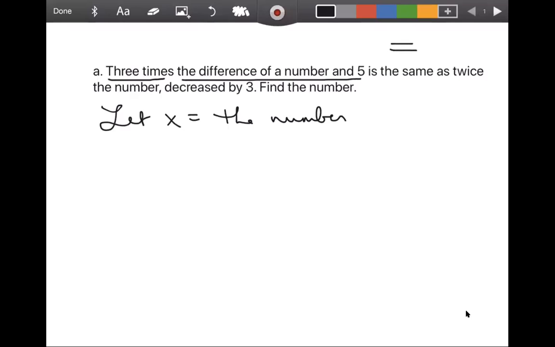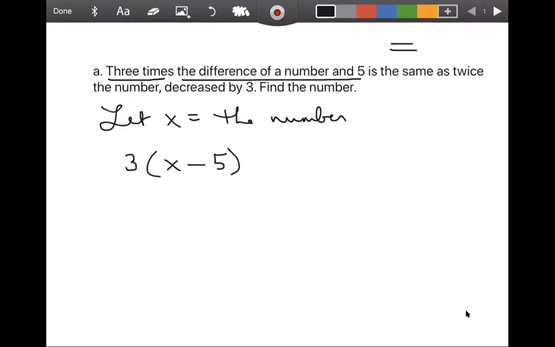All right, so we'll figure out what does the left side of the equation look like. Well, we start with 3 times the difference of a number and 5. So the difference of a number and 5 looks like this, right? And if I do 3 times the difference, hopefully you realize that that means I need to put parentheses around x minus 5 and put the 3 like this.